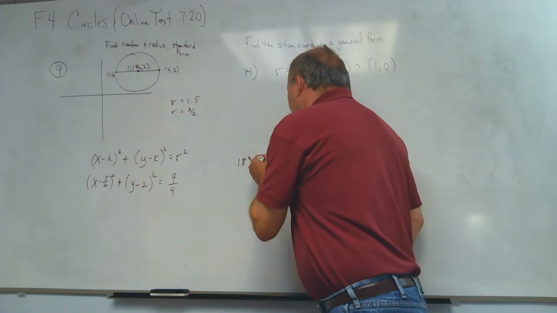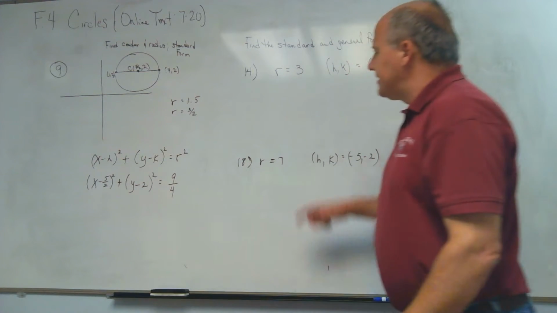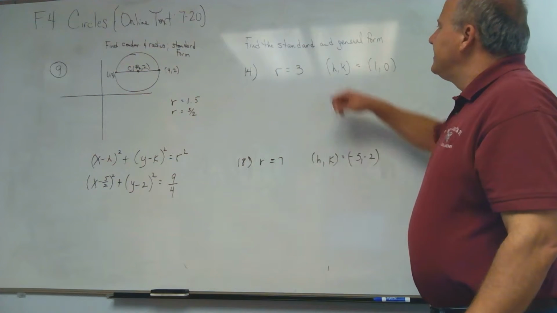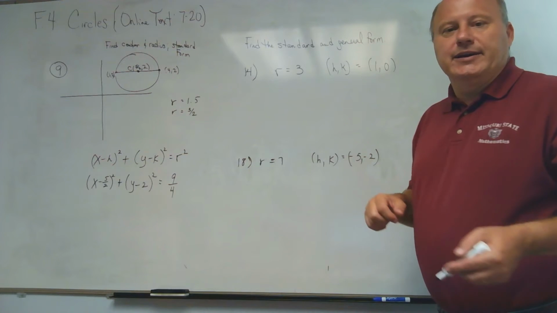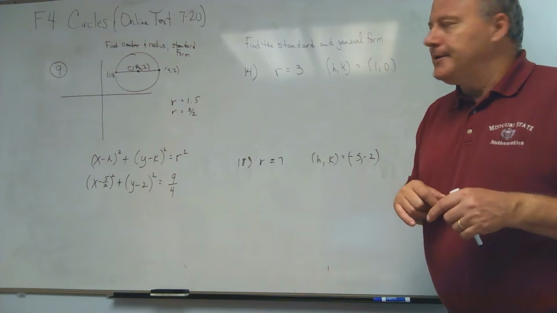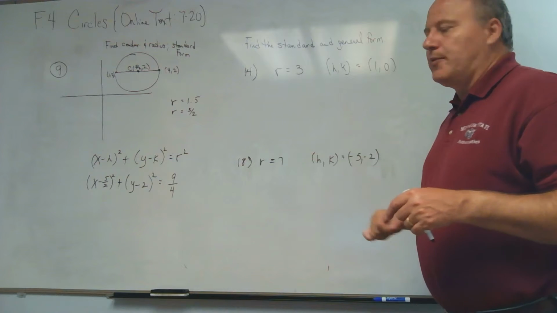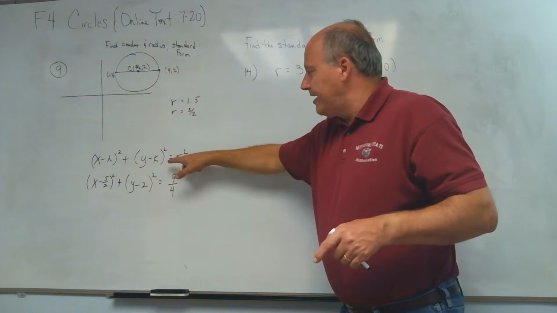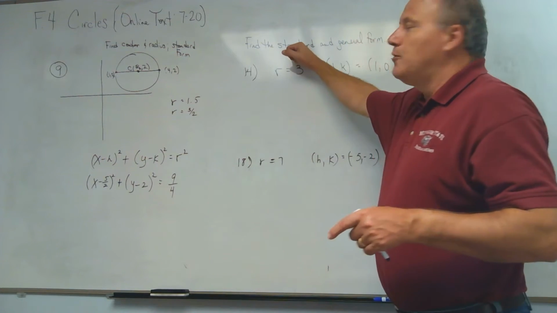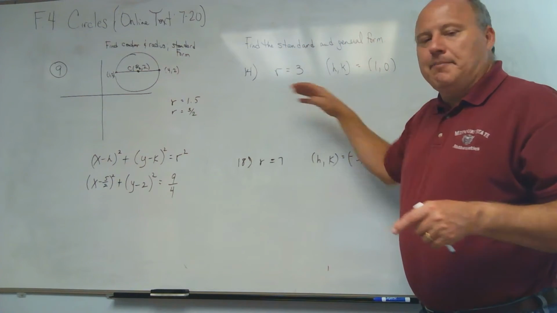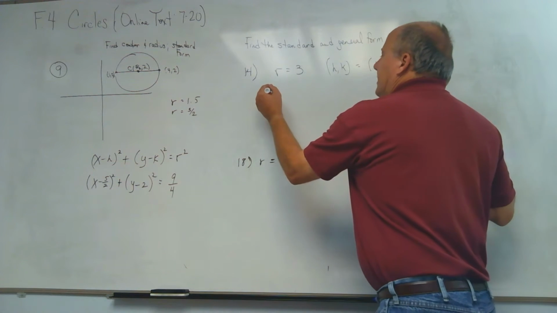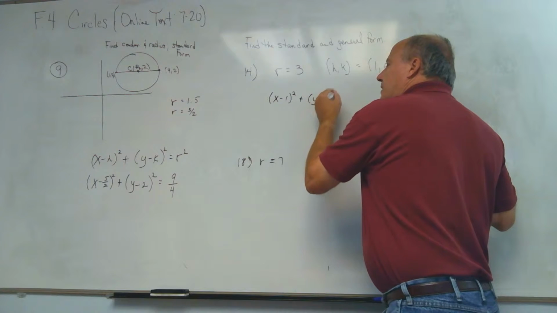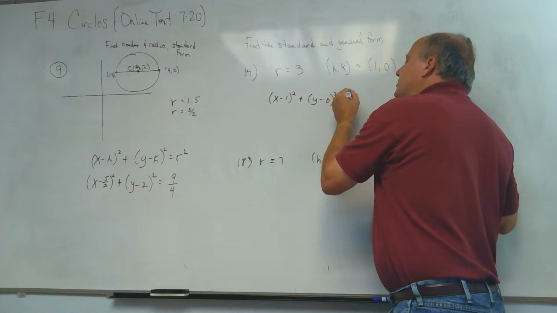So now on this next couple of problems here, this is 14 through 18 here. Find the standard and the general form of the equation of a circle. So this is pretty simple here because they give you the center and they give you the radius. So the standard form is x minus h squared plus y minus k squared equals r squared. So the standard form will be easy. So it's just a matter of popping them into the formula. So it's going to be x minus 1 squared plus y minus 0 squared equals 3 squared, which is 9.